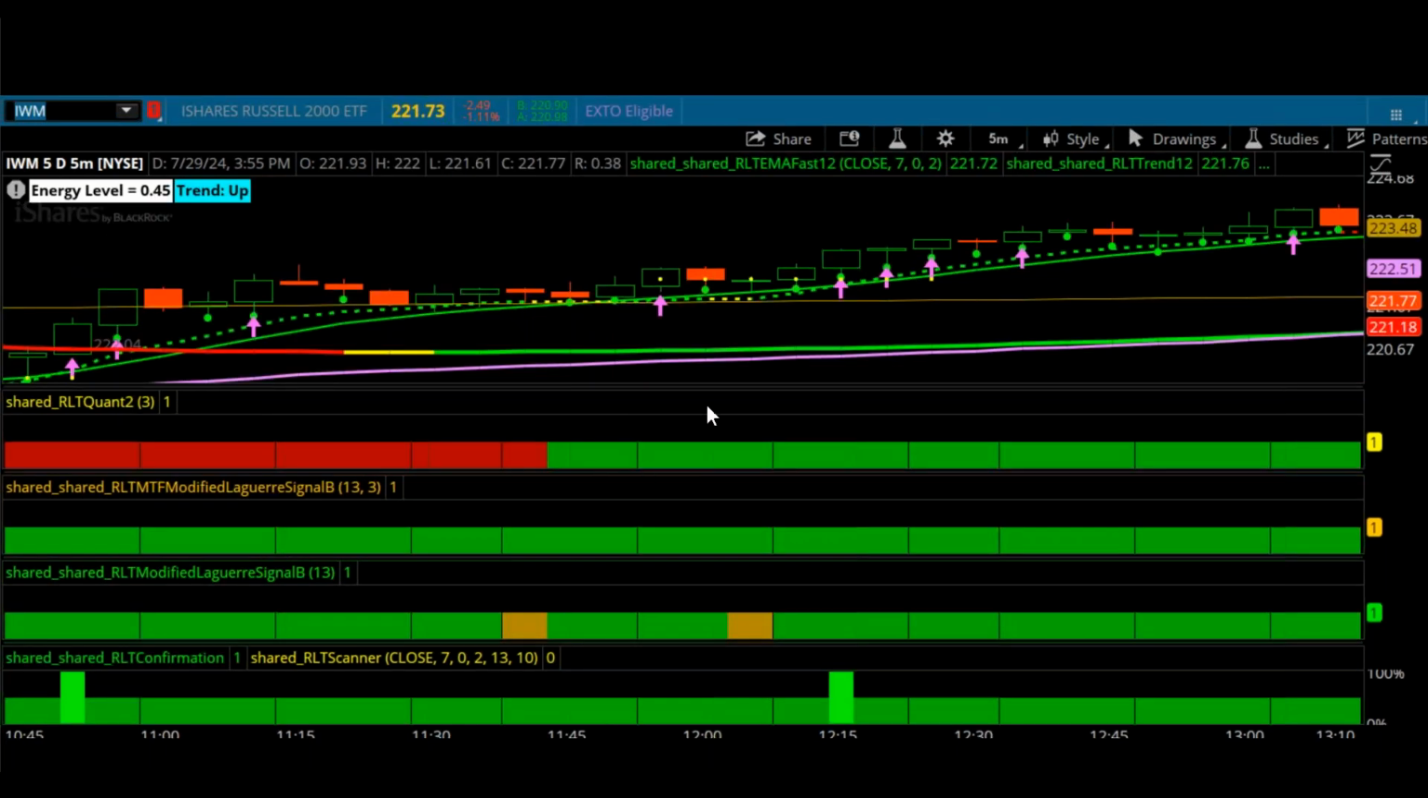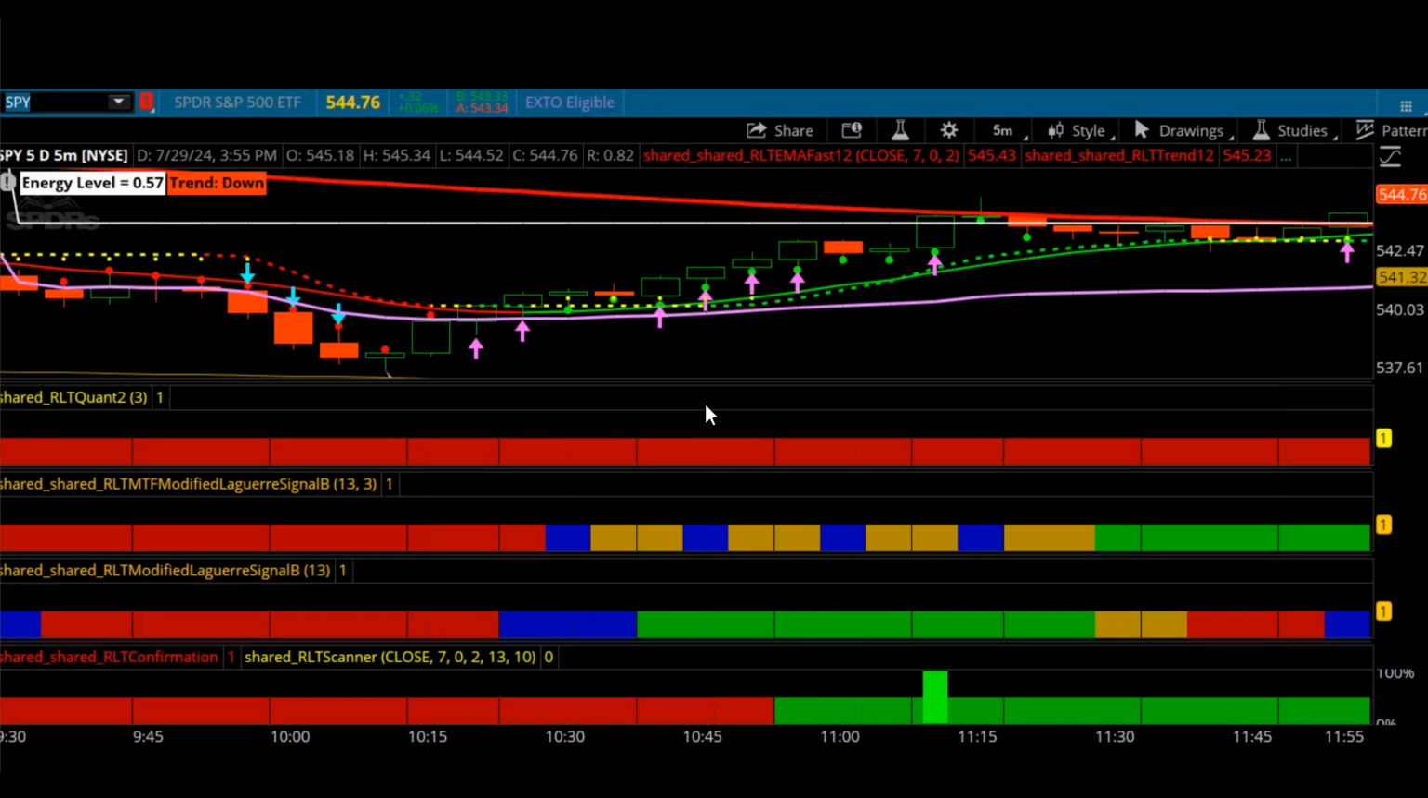All right. So this is IWM. Here's the SPY. Again, this was when I traded both ways. See, it's red. It's selling. I'm looking for compression. Looking for a break below the VWAP right there.